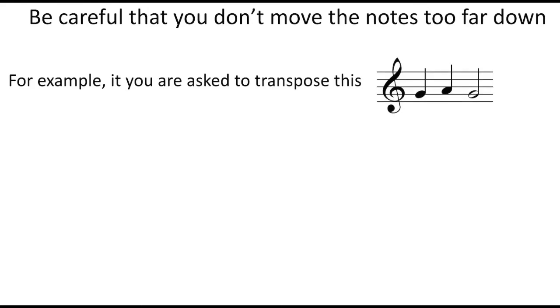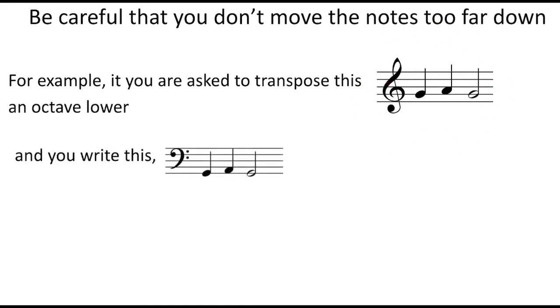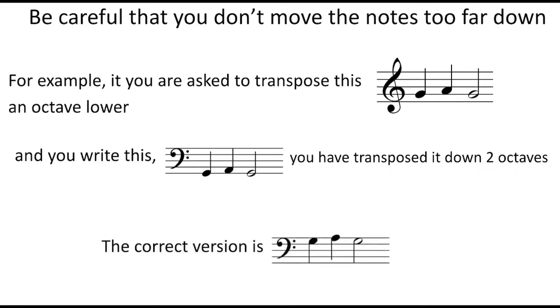Got to be careful though that you don't move the notes too far down. So for example, if you're asked to transpose this group of 3 notes an octave lower, and you wrote that, you've gone too far down. Now these 3 notes are G, A, G, and so are these 3 notes. But they're not correct because they've gone down too far. And the correct version is that.